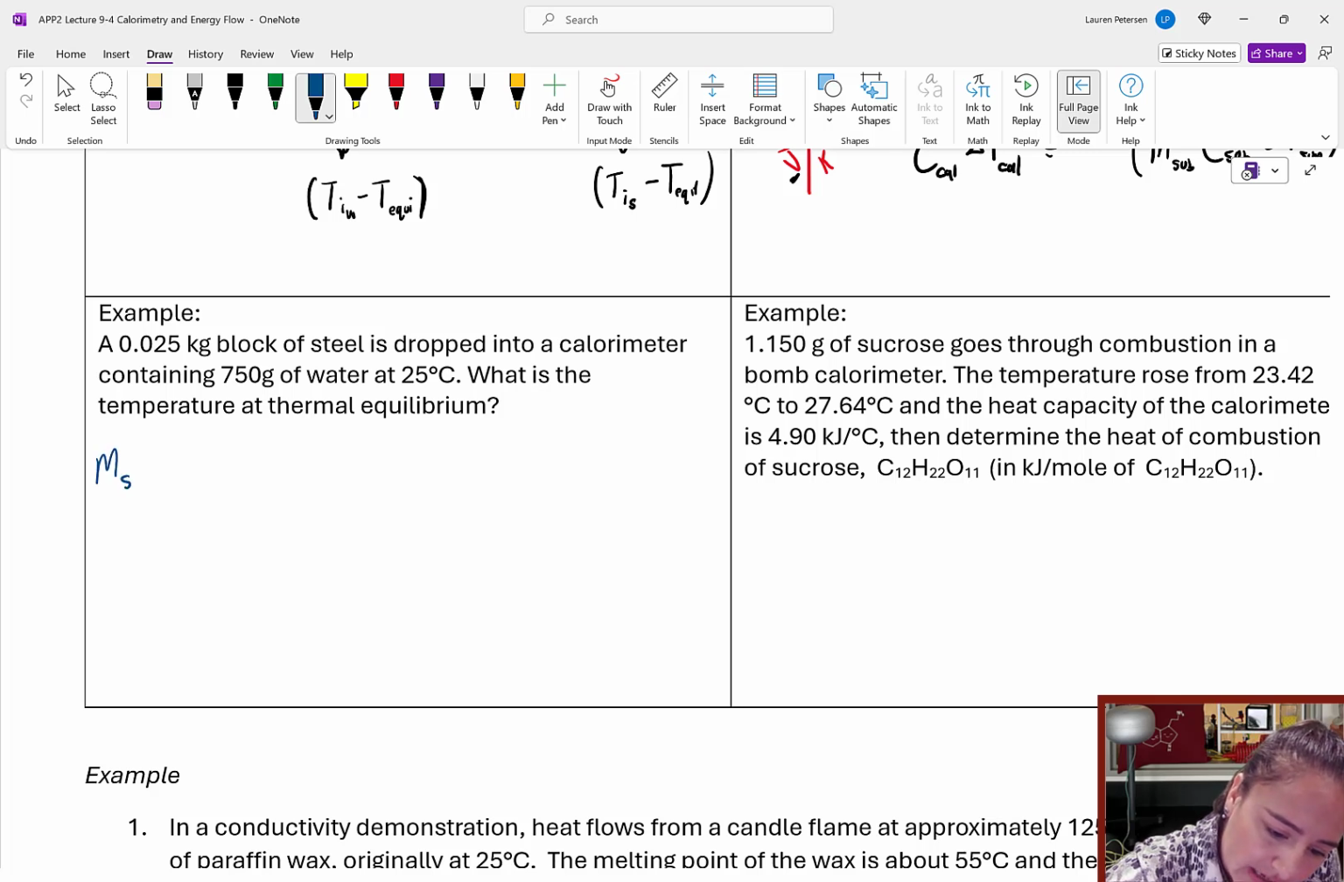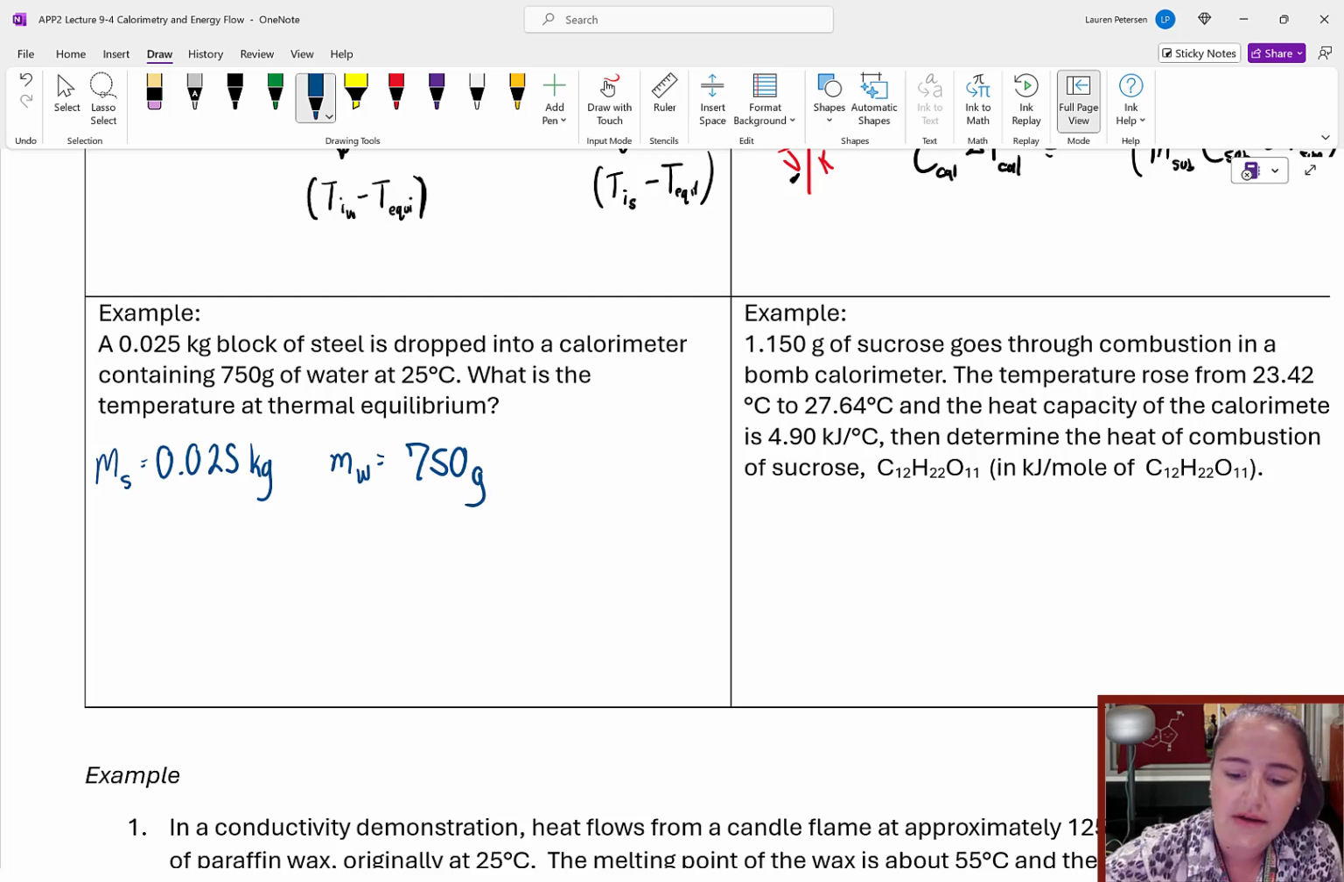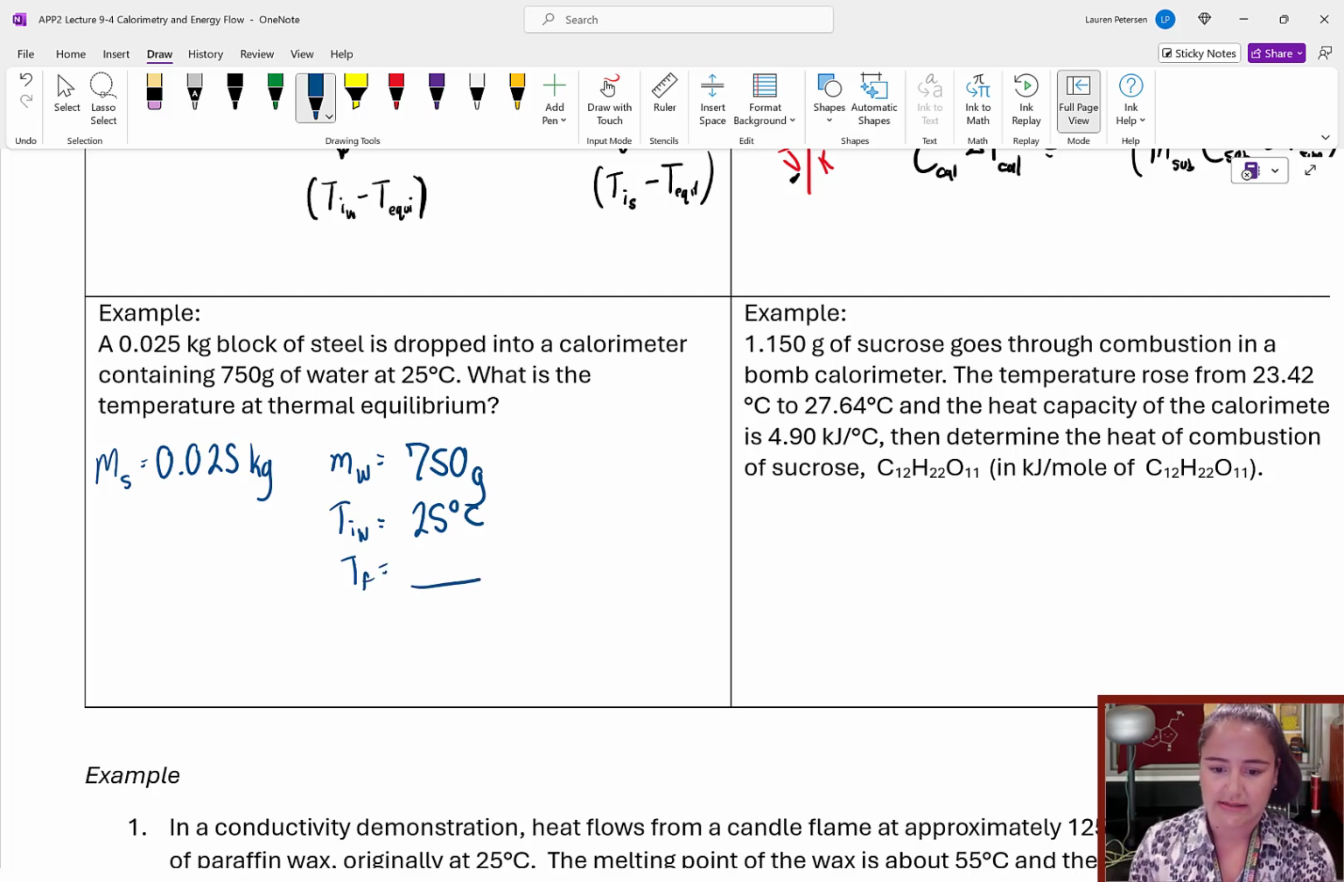Okay, we'll have the mass of the steel is 0.25 kilograms. We have the mass of the water is 750 grams. We have the initial temperature of the water is 25 degrees Celsius. We are looking for the final temperature of both substances. Okay, we're going to need the initial temperature of that block of steel, right? We're not going to have enough information to find it. I am so sorry about that.